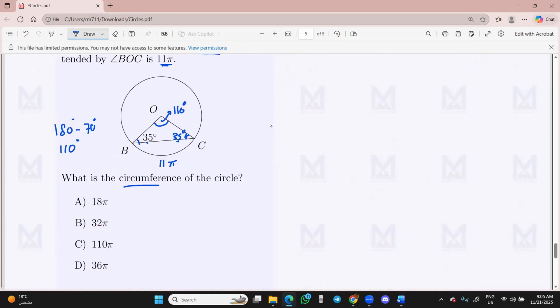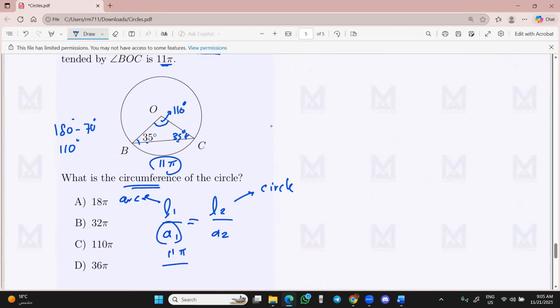And now we can get the circumference of the circle using the proportion method, as we mentioned before. Length 1 over measure 1, I mean the angle. Let's say angle 1 is equal to length 2 over angle 2. Let's talk about this as the arc, and this the whole circle. So the arc length of the arc is 11 pi. So we'll write 11 pi up here over the angle of the arc.